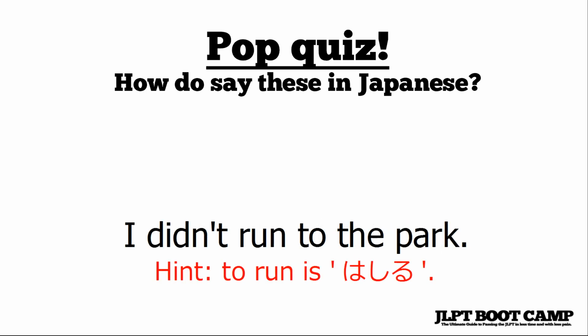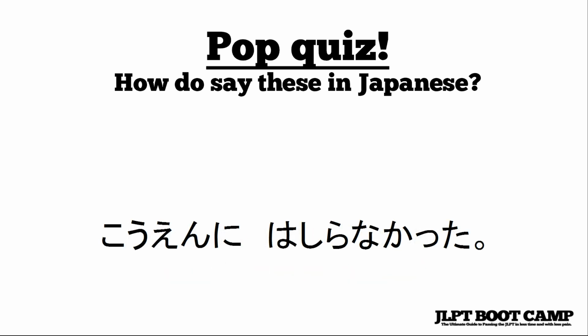How about I didn't run to the park? And run is hashiru in Japanese. And this is a casual tense, I should say. The answer would be koen ni hashiranakatta. I didn't run to the park. And in that ni particle, real quick, is basically has a basic meaning of to in this particular sentence.